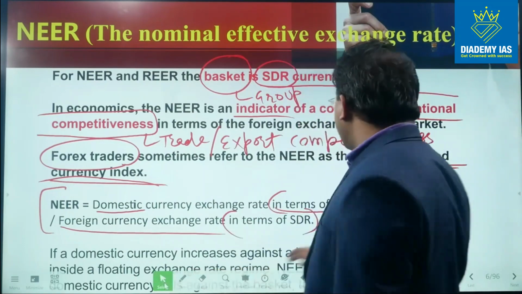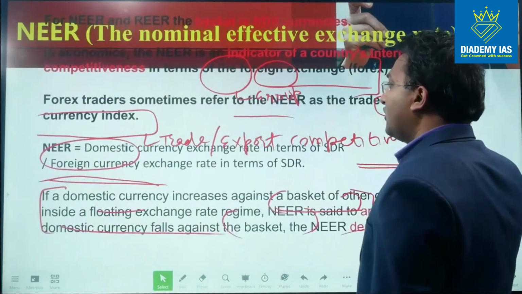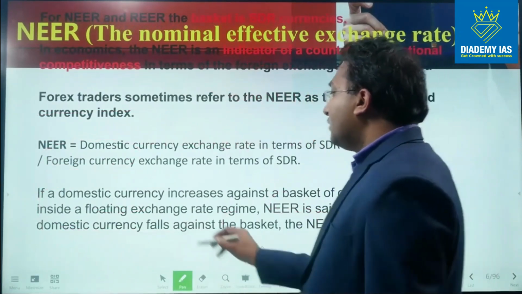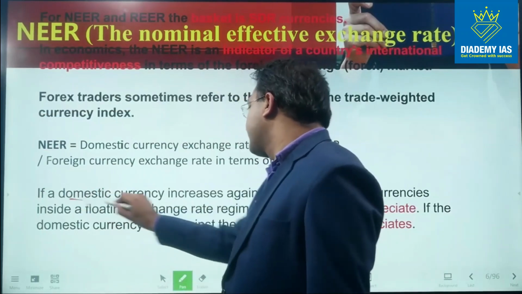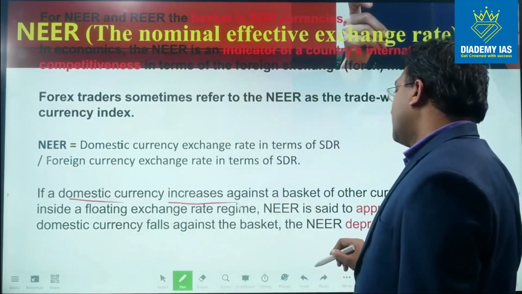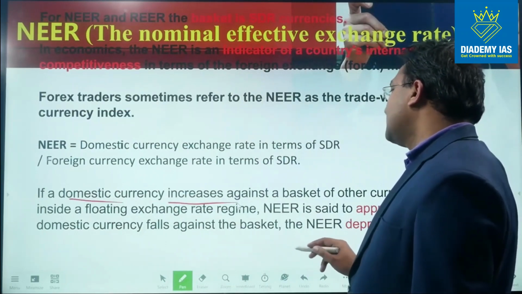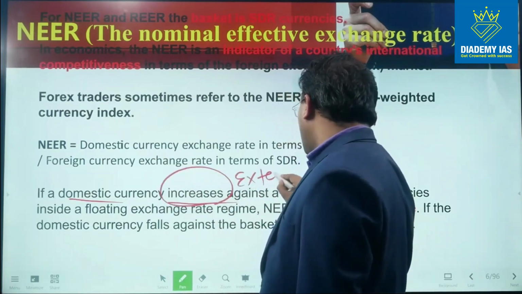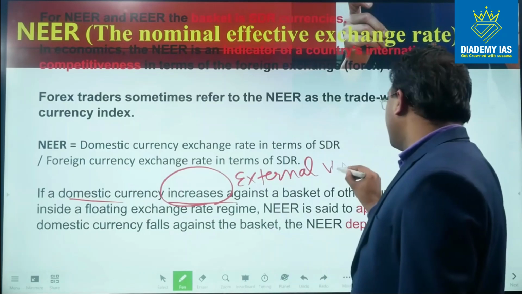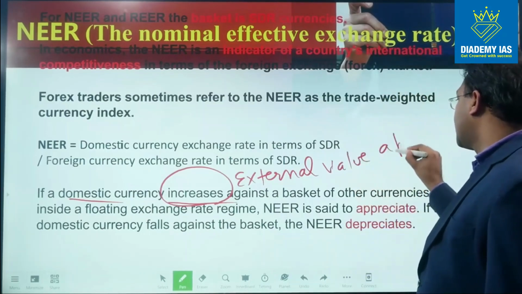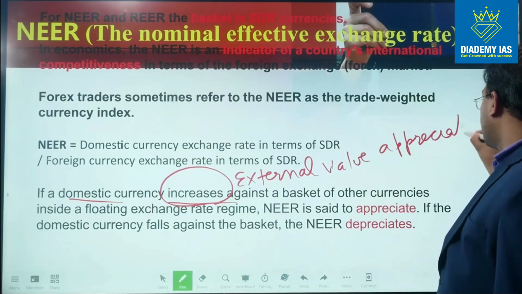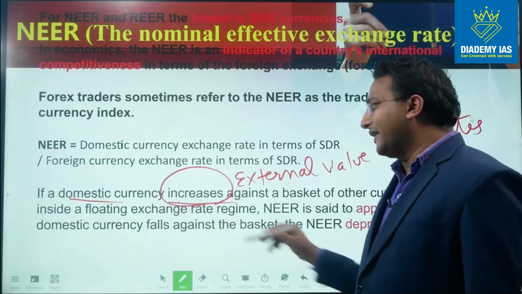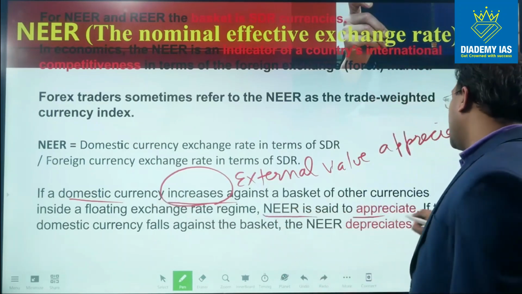Now it is very simple. If the external value of the domestic currency appreciates against a basket of other currencies inside a floating exchange rate regime, NEER is said to be appreciating, right?